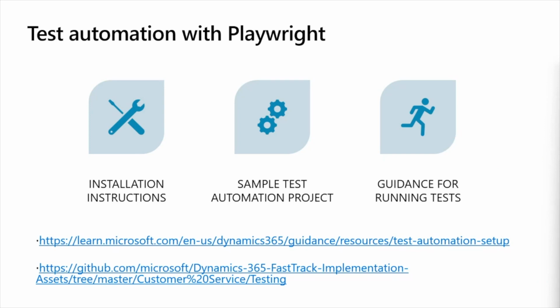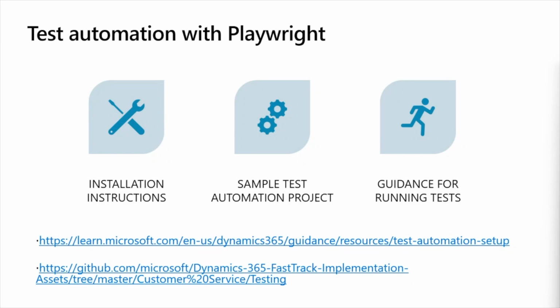And that particular article includes installation instructions, including how to install Playwright and also how to add and configure the testing tool once it's been installed. And then it has a sample test automation project, which is a downloadable resource. The second hyperlink that you see here on the screen is the hyperlink that you can use to navigate into that downloadable resource. And we include instructions on how to import that. And then the article also includes some guidance on how to run those tests.